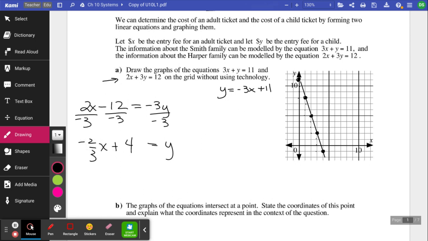How do you graph that on my graph, on my line? Start at 4, and then down 2, over 3. Good enough. Draw your line.